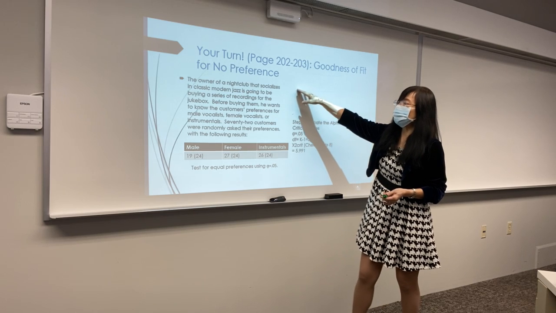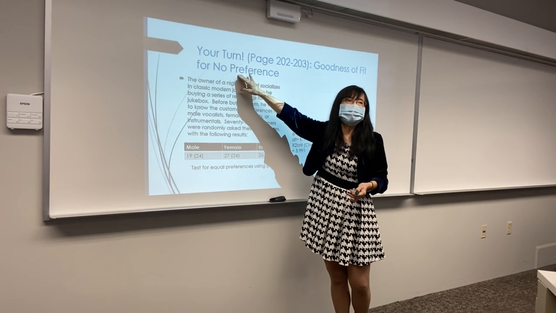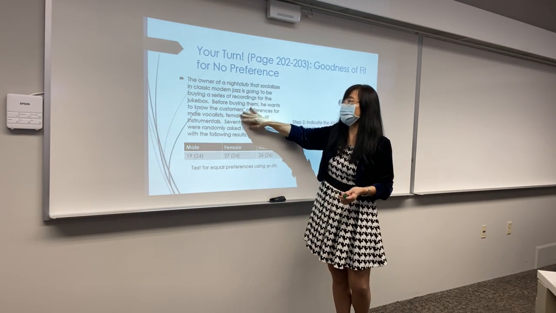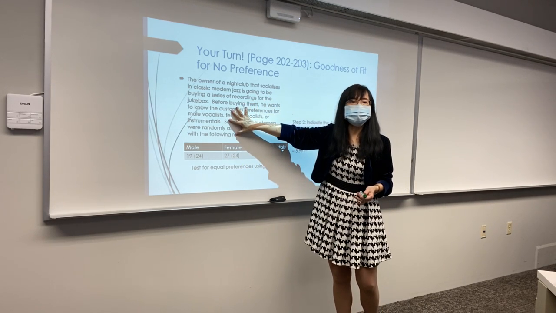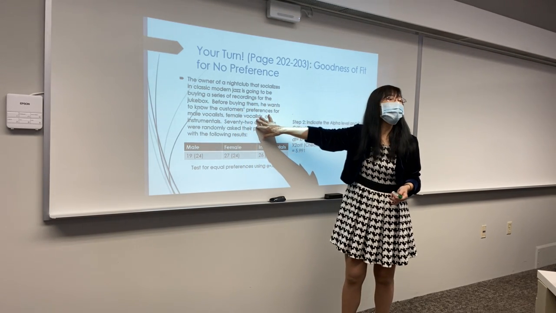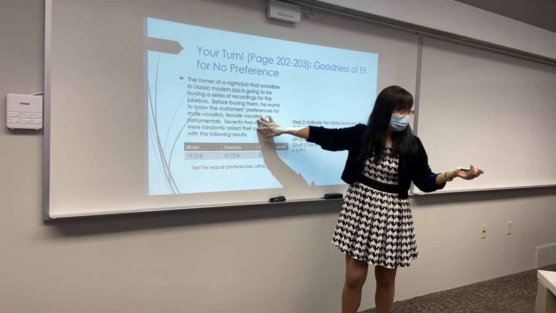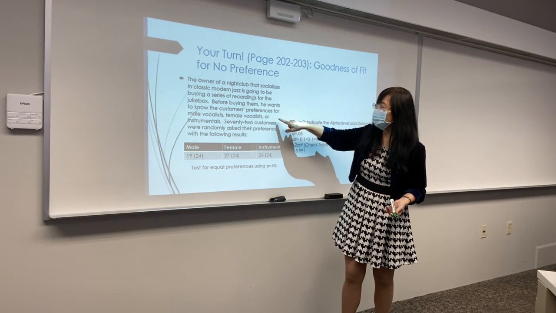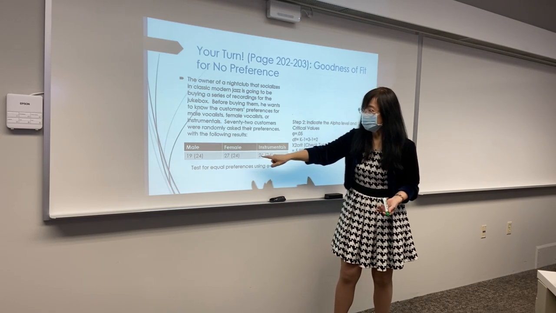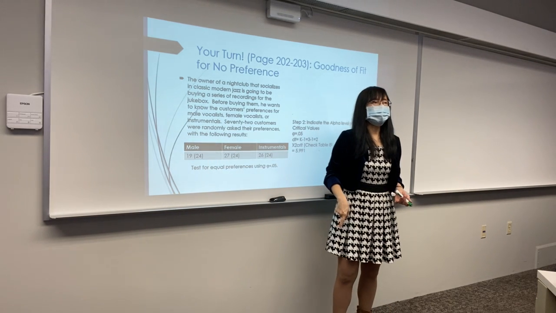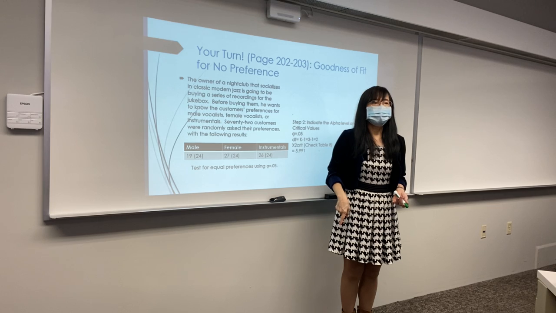This one the homework already gives you. It's no preference. They didn't give you any percentage. So if you don't see any percentage, we assume they are equally distributed. So then you have 72 customers, and each group is supposed to be 24. They are the FE.